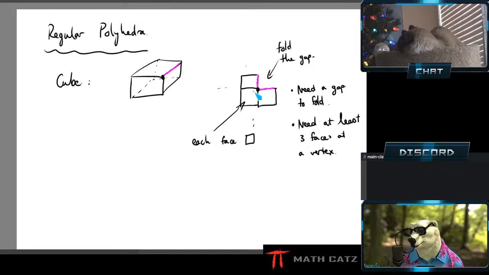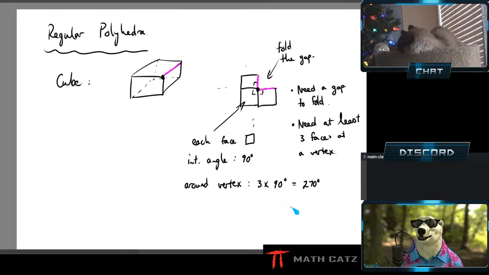Now, the interior angles here are all 90 degrees. So in the net around this vertex, I have 3 of these angles coming together. And because every vertex is exactly the same in my cube, I can just look at any one of them, right? Around the vertex, I have 3 angles of 90 degrees, so a total of 270 degrees. And because 270 is not 360 degrees, which would be a full rotation, that implies I have a gap.